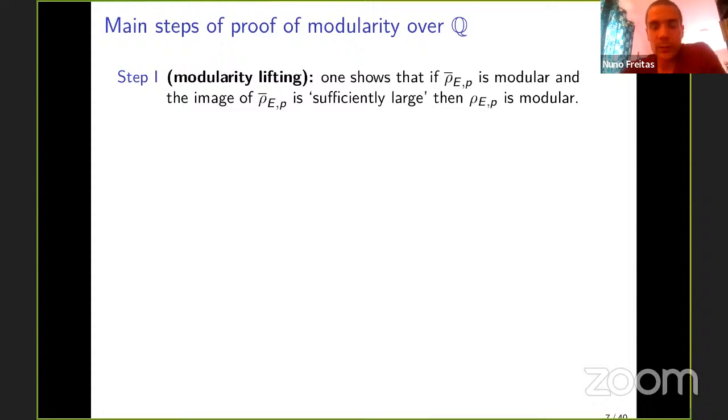So the first step is to have available what is called a modularity lifting theorem. And this means that if we can show that we have residual modularity and additional conditions on the image of the residual representation, which will say it's big image or sufficiently large image, this should imply that the p-adic representation is modular.